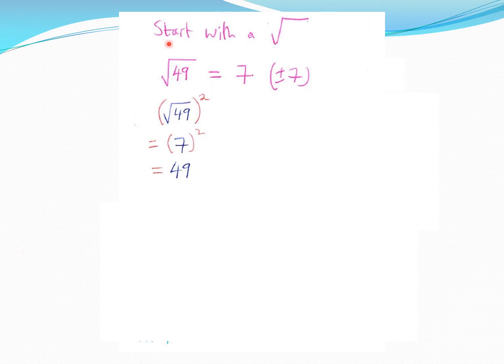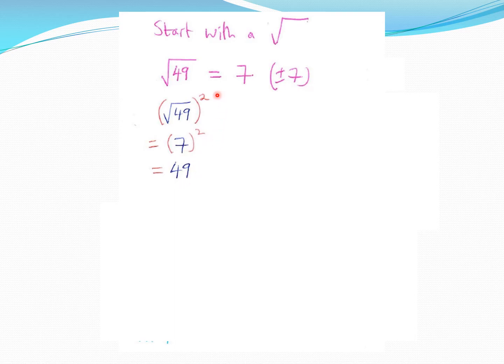Now, here we're going to start with the square root. So, for example, if we have the square root of 49, you remember the square root of 49 is equal to 7. It's also equal to minus 7, but we'll concentrate on the plus again. Now, what we're going to do this time is take the square root of 49 and square it. And let's see what happens. Well, the square root of 49 is equal to 7. And if you square 7, you get back 49.